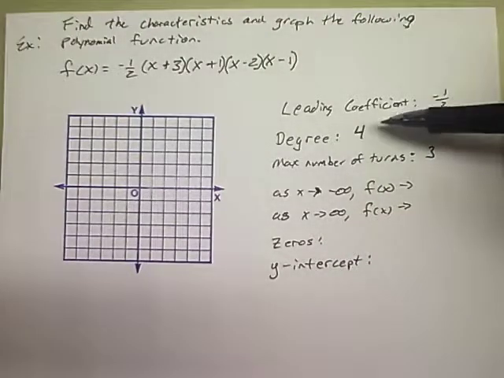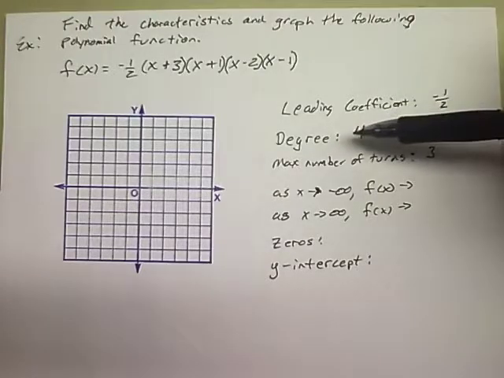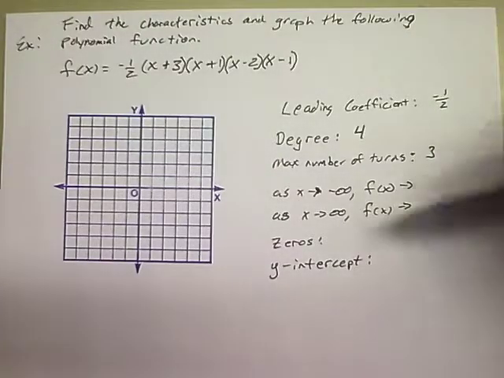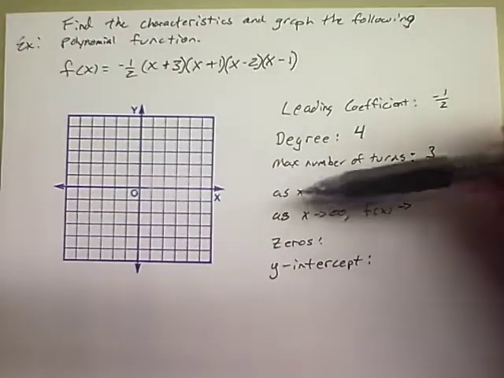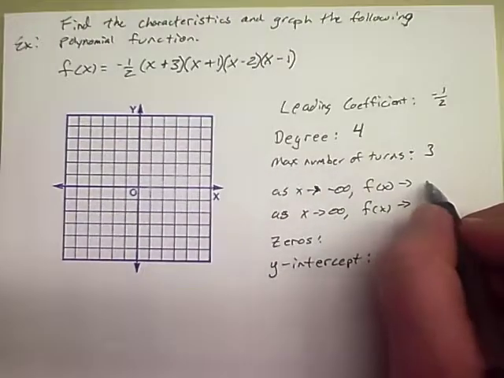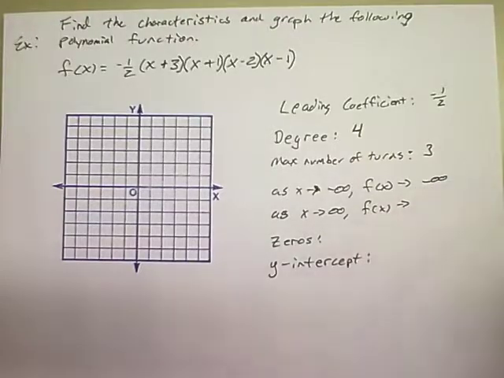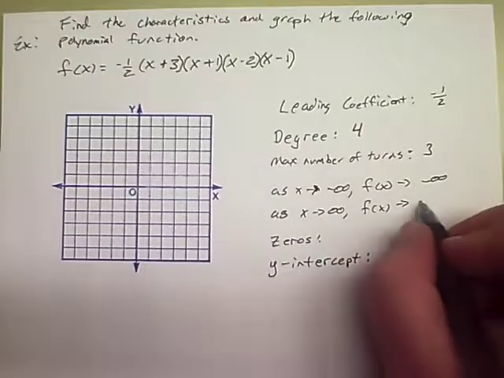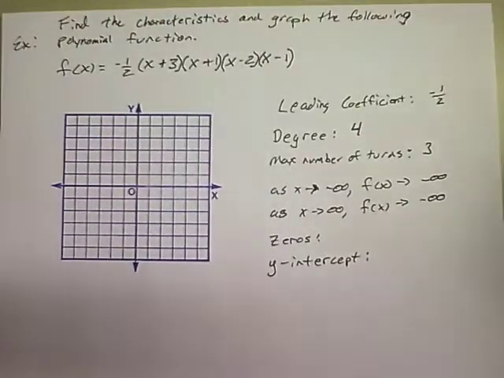Now, I want to take a look. I have an even degree and a negative leading coefficient, which means that my arrows are both going to be pointed down. So, on the left side of the graph, as x approaches negative infinity, f of x approaches negative infinity. And as x approaches infinity, f of x approaches negative infinity. Remember, this comes from that chart that we had on page 11. Use your notes.